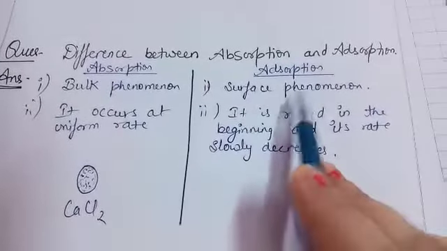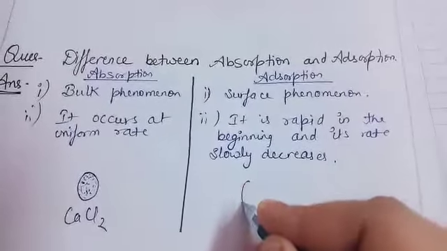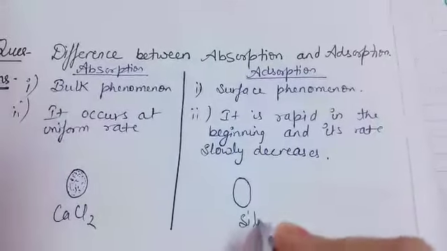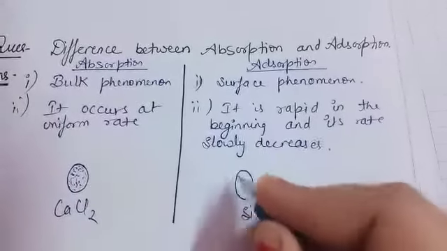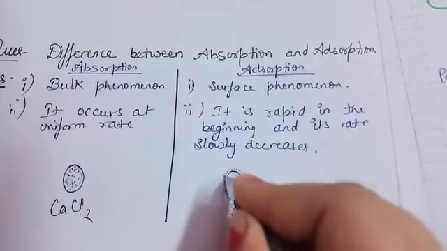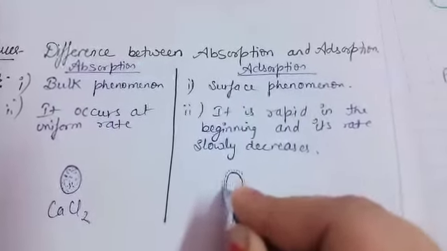And in case of adsorption, this is a surface phenomenon. Now suppose this is your silica gel. You know silica gel shows the process of adsorption because particles remain only at the surface. They are only on the surface.